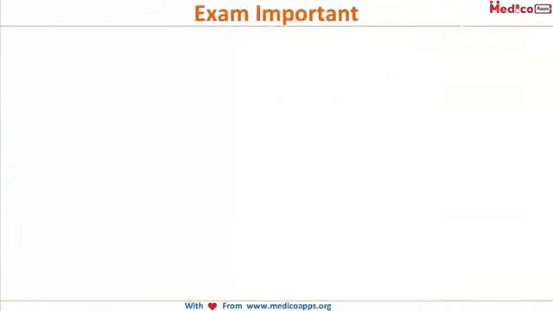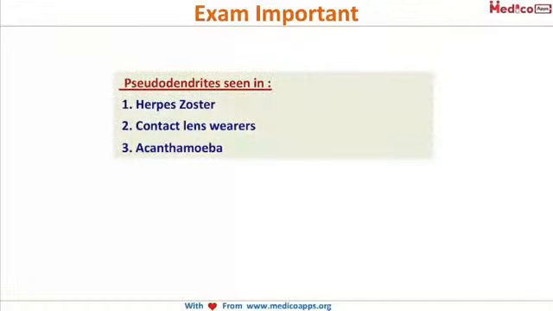Now, a few important points from your exam point of view. For a quick revision, pseudodendrites, we have learnt all these 3 conditions now. They are seen in herpes zoster, contact lens wearers and acanthamoeba. Pseudodendrites are seen in herpes zoster, contact lens wearers.